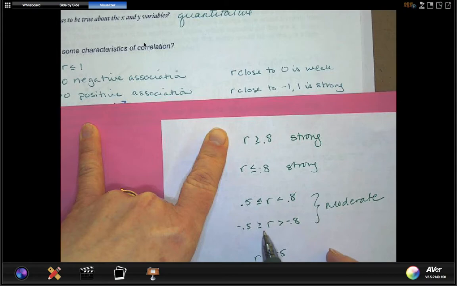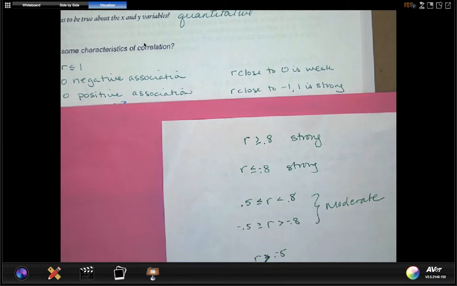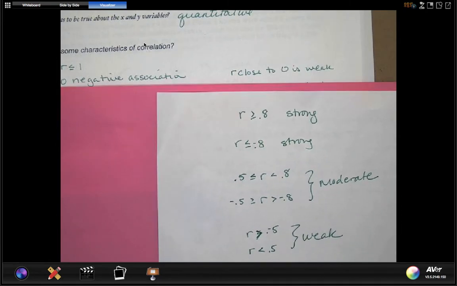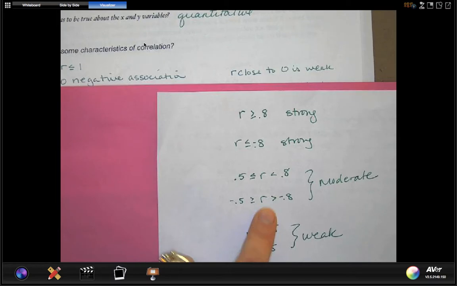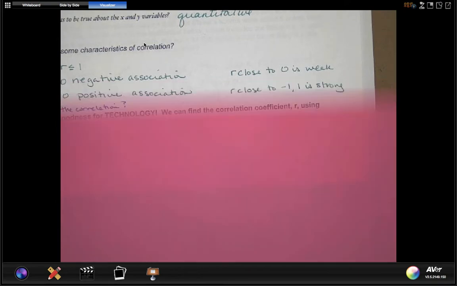I feel like I made these the wrong direction. So I want to be closer to 0. So if I am close to 0, then you can say that this is weak. So if you wanted to do it like that, that would be fine, okay? Yeah, this is right. Okay.